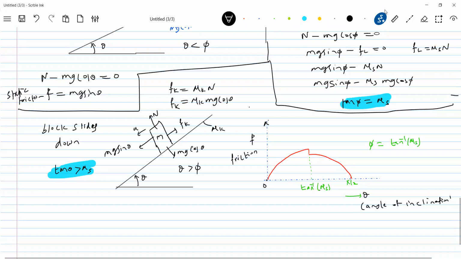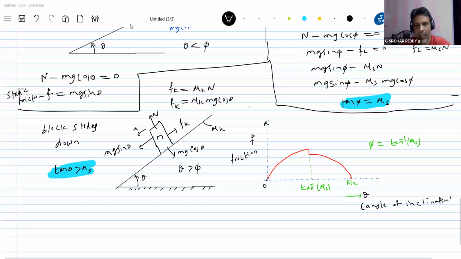Voice is breaking. Yes, sir. Sir, no, sir, your voice is clear. Sir, it's clear. Check, maybe at your side. Sir, can you once again explain the graph, sir?